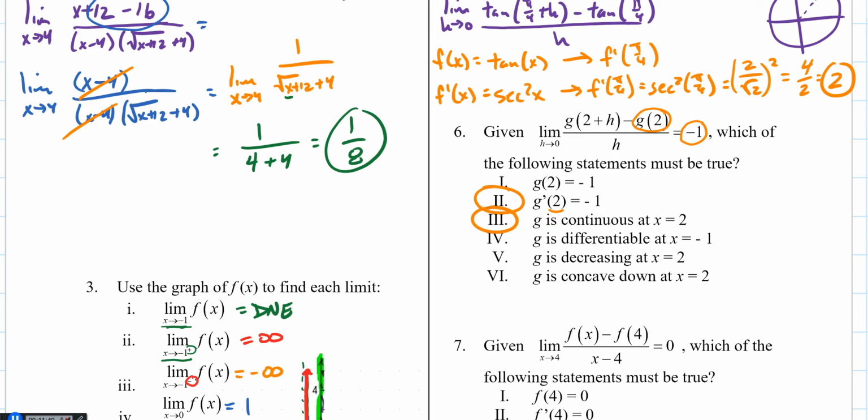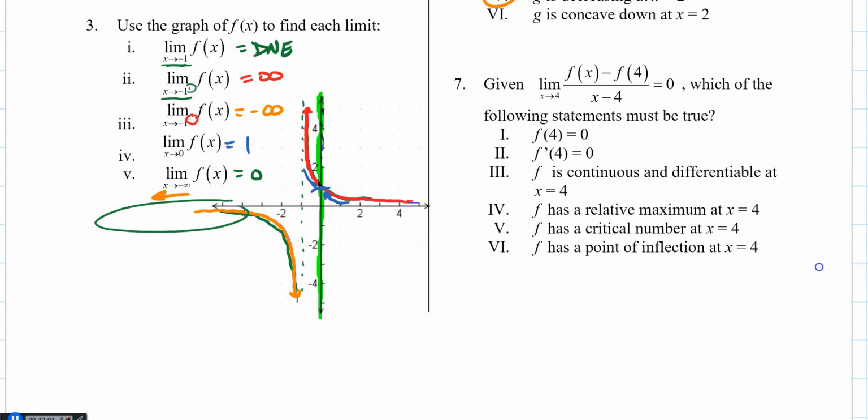And what else do we know? Well, we know that the derivative is -1. So if we apply our first derivative test, that means that our function g is decreasing at the x value, which once again is 2. So g is decreasing at 2. So our answers are 2, 3, and 5.